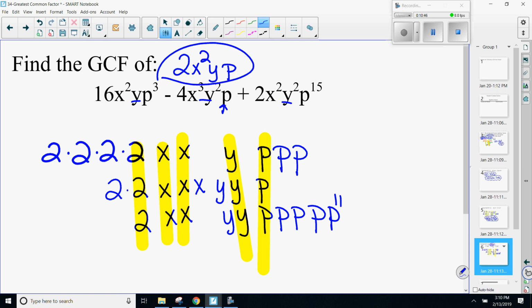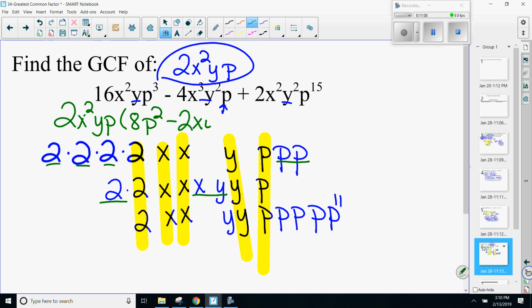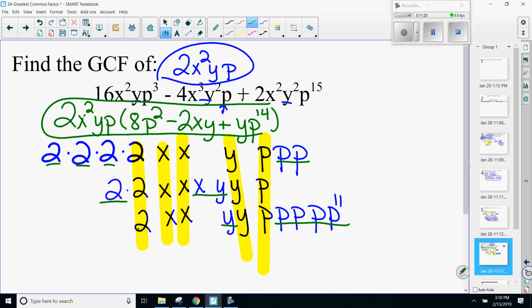If I asked you to factor it, it would be 2x squared yp, and what would you be left with? 8 p squared minus 2xy, and then that sign, so I have plus, the 2's out, the x out, y p to the 14. There's your factored form.